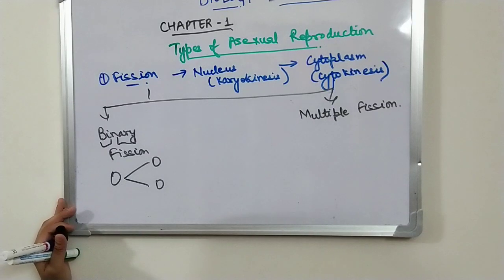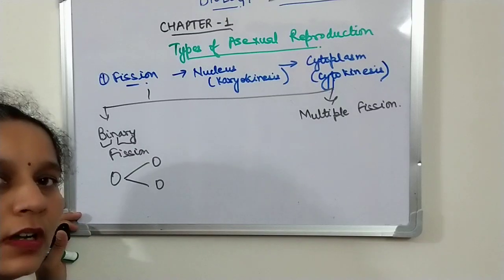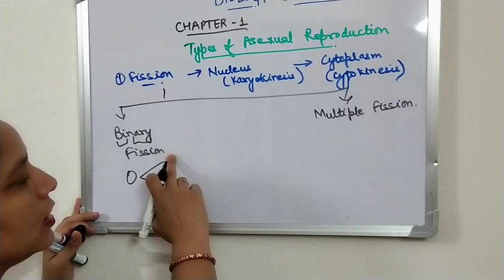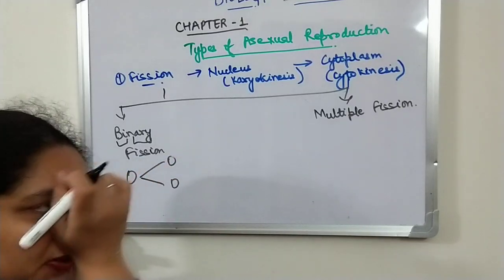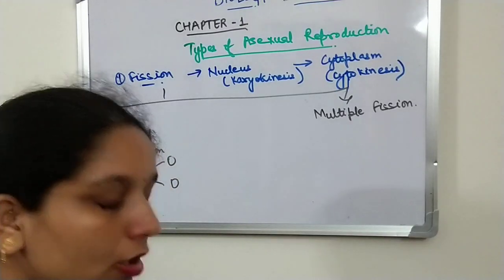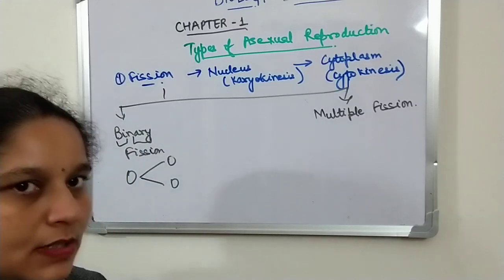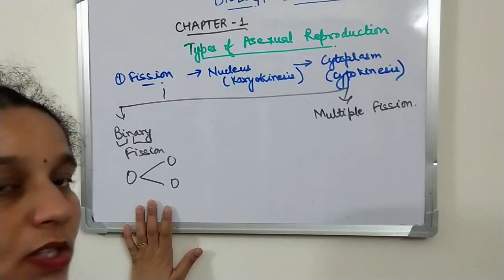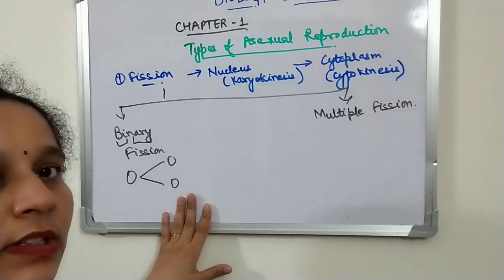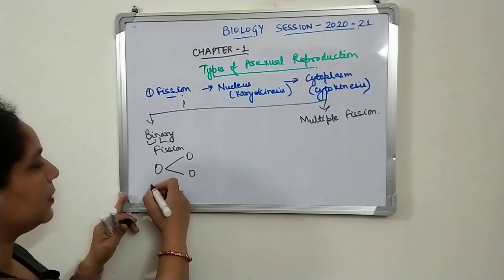The division of plane can be oblique, transverse, or longitudinal. The division can be any one, but the result is that two daughter cells are formed. This type of fission mainly occurs in amoeba. You all know that amoeba is a single celled organism. It shows reproduction by fission, in which a single amoeba is converted into two daughter cells, or we can say two adult amoebas are formed. So the basic example is amoeba.